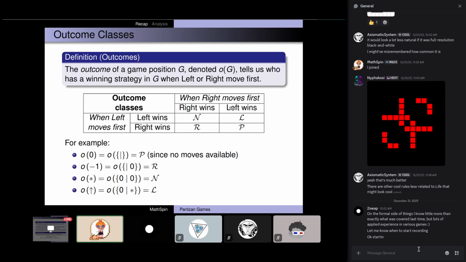Any questions about this notation or these outcomes before we move on to other complicated things? Okay.